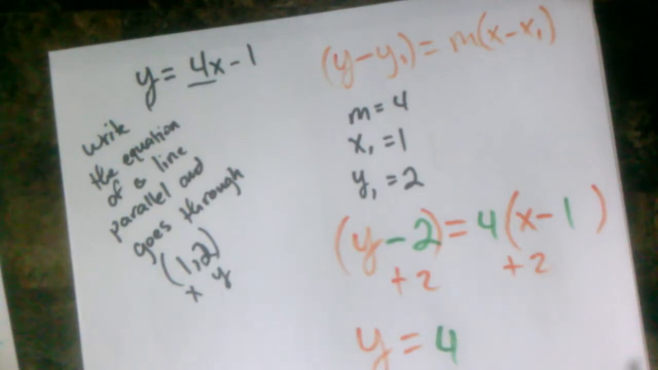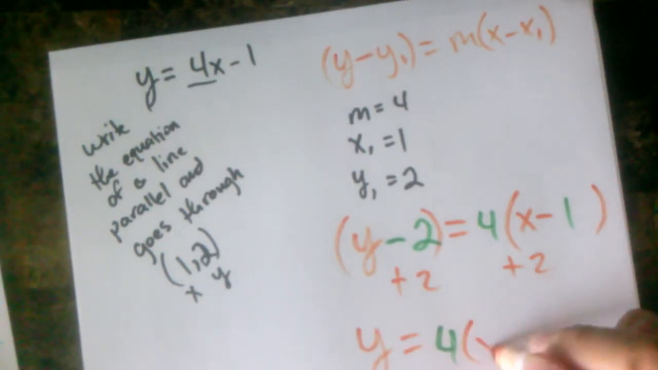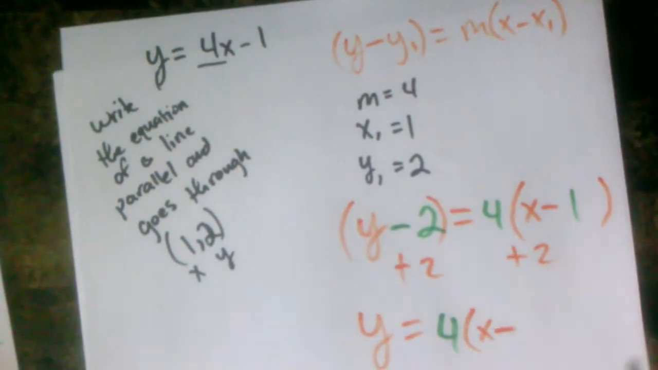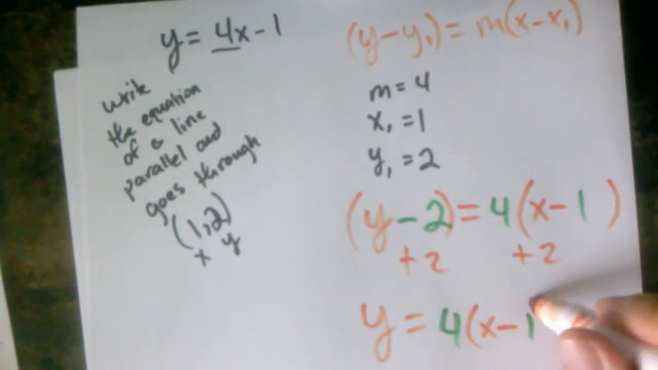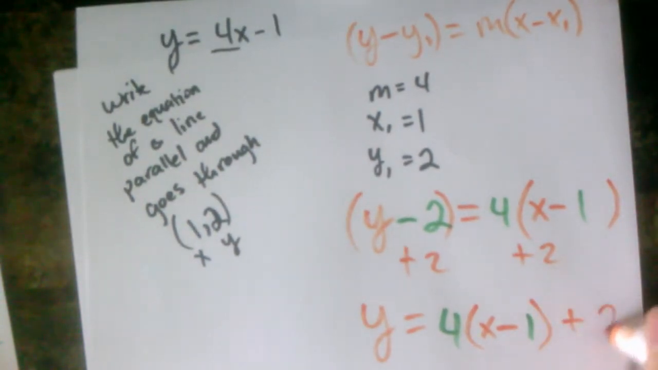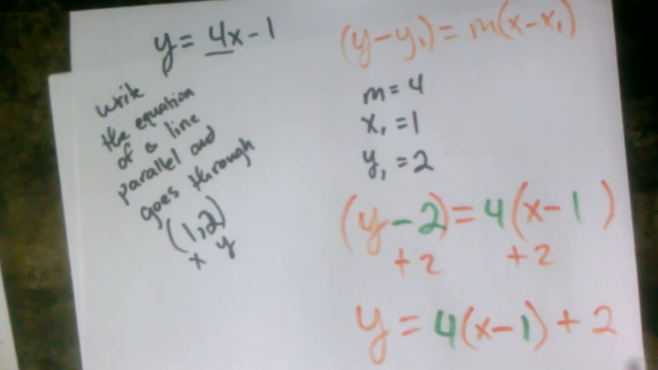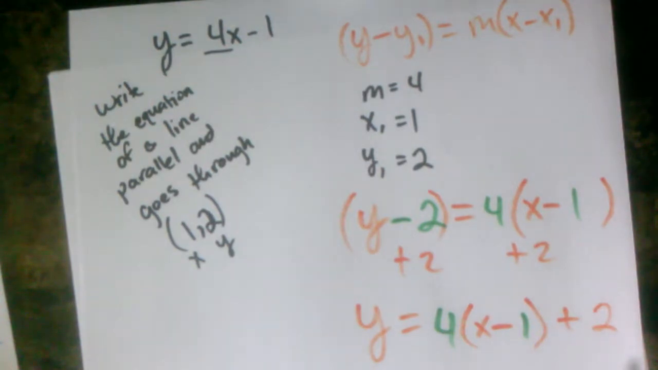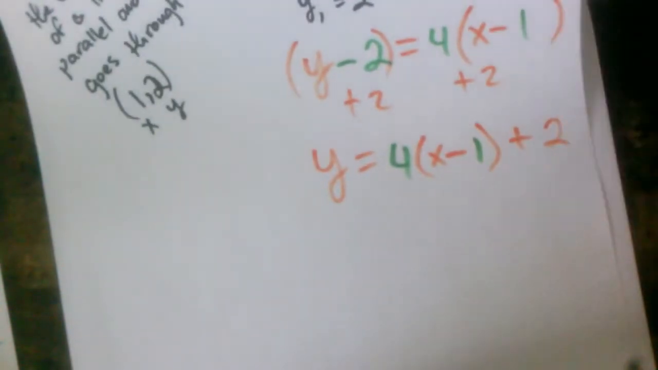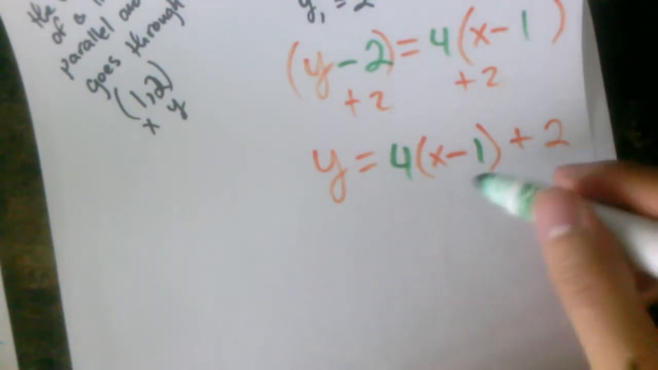4 times x minus 1, and I'm really just rewriting everything, and then there's a plus 2 tacked on at the end. Okay, so now y is all alone, but this still doesn't look like what we're used to. It's still a little bit messy, it's still a little bit longer than we like, so we have to simplify it a little bit. Let's go ahead and distribute our 4 to what's in parentheses.